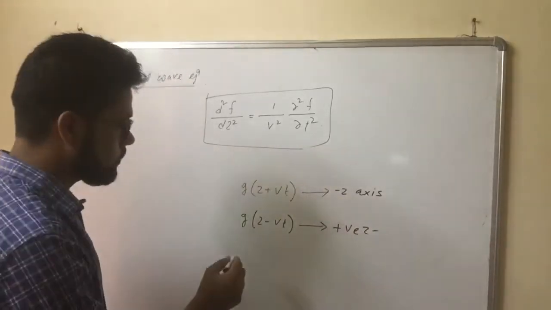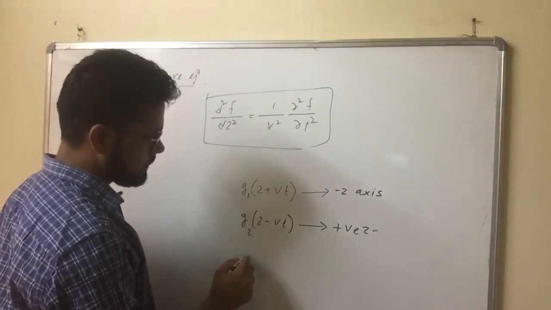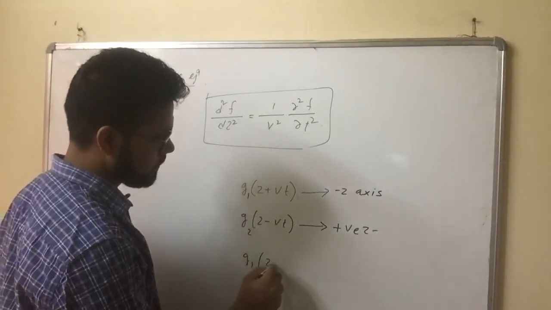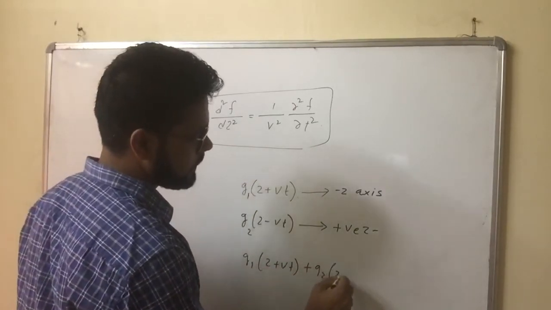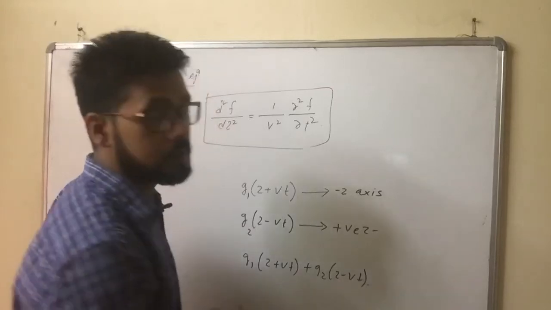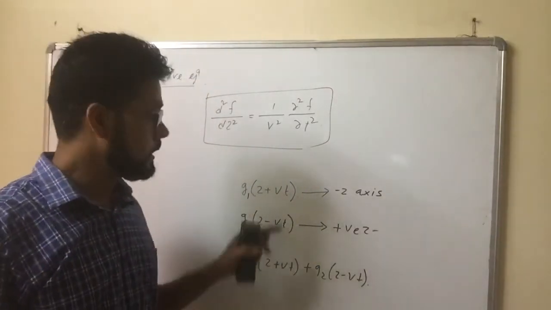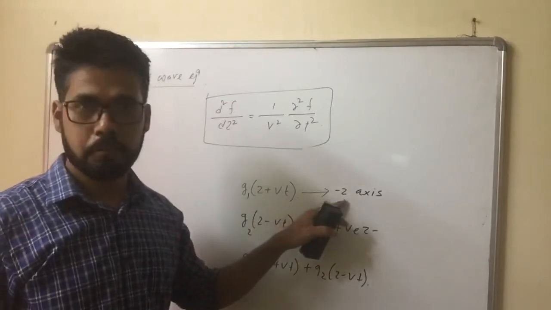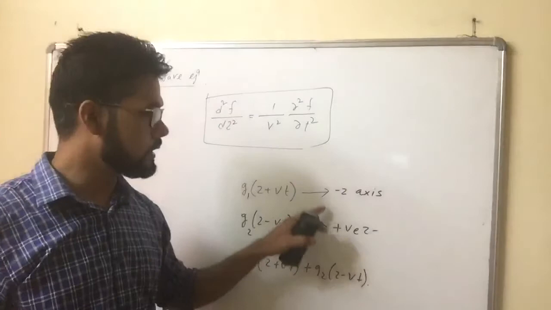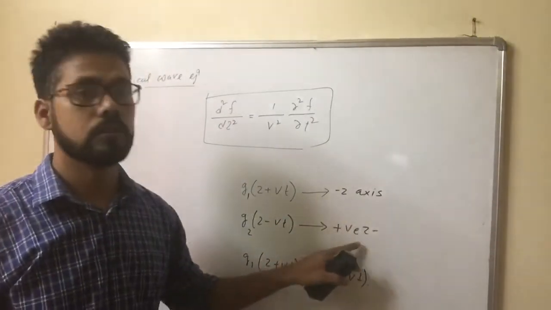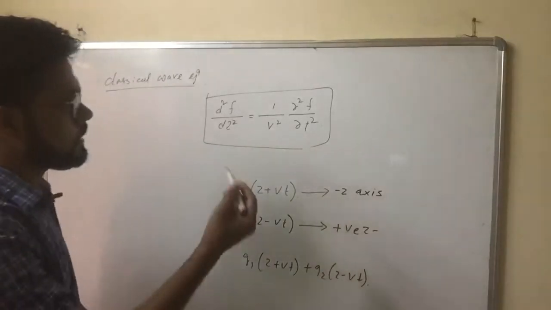Another solution: suppose g1 of z plus vt and g2 of z minus vt. This is a complete general solution, the combination of two parts. What does it mean? The z plus vt part is along the negative z axis, and the z minus vt part is along the positive z direction. This is also a solution, and this may also be a solution. Three possible solutions.